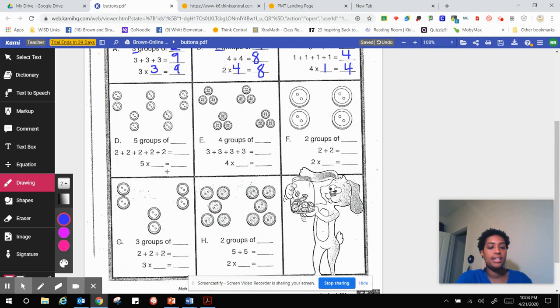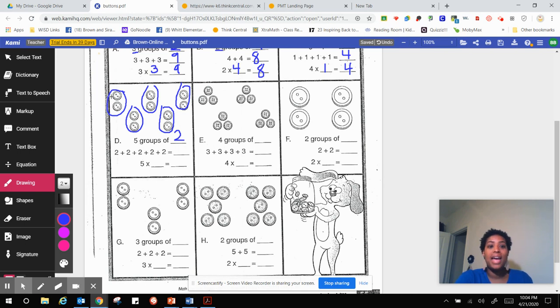That's really good practice. So we have 5 groups of blank. So you think to yourself, okay, I have 5 groups. Group 1, group 2, group 3, group 4, group 5. Now, how many buttons are in each group? If you said 2, you are correct. There are 5 groups of 2.